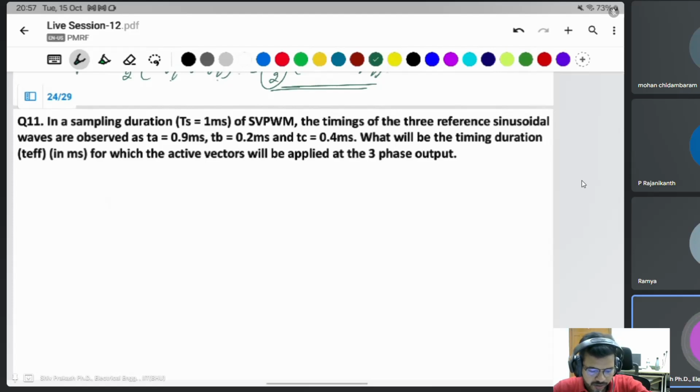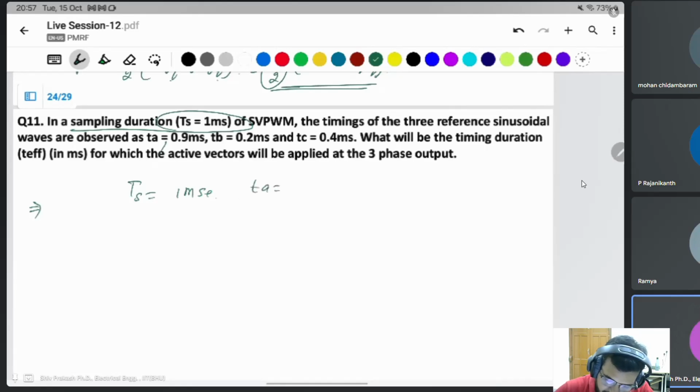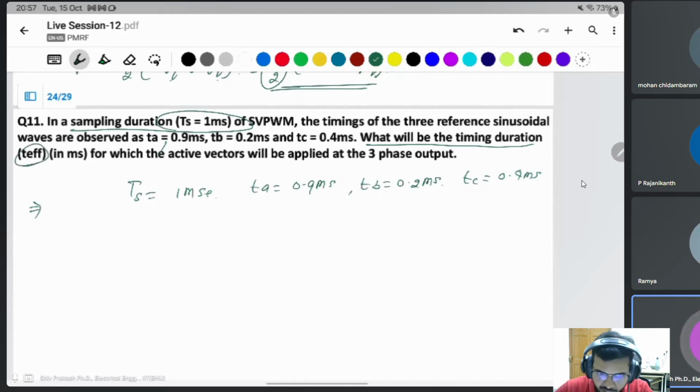Okay, last one. These are space vector modulation technique questions. I'll take one question. Sampling duration is given: Ts is 1 millisecond. Ta is 0.9 millisecond, Tb is 0.2 millisecond, and Tc is equal to 0.4 millisecond. What will be the effective time duration? It means how much it will turn on and off. The effective time will be the maximum time minus the minimum time. The maximum is 0.9 minus 0.2, which is 0.7 millisecond.